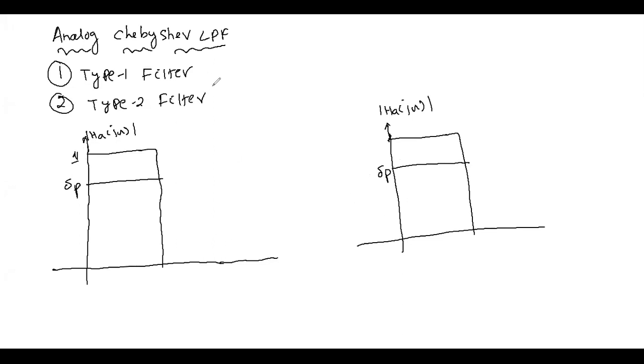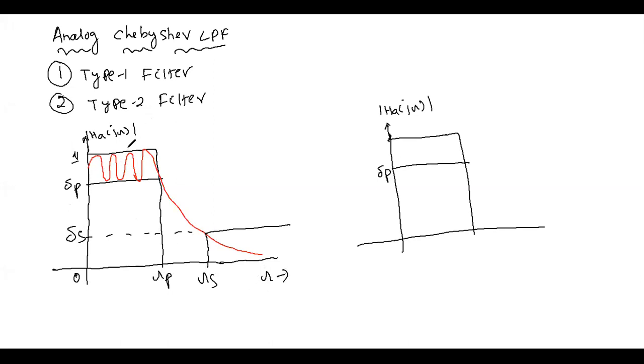Now, what is a type 1 filter? Simple, I will explain. In the type 1 filter, there is a ripple in the pass band. See, these are the ripples. There is a ripple in the pass band, and monotonic in the stop band. So this is your pass band and this is your stop band. This is 0, omega P, omega S, omega.